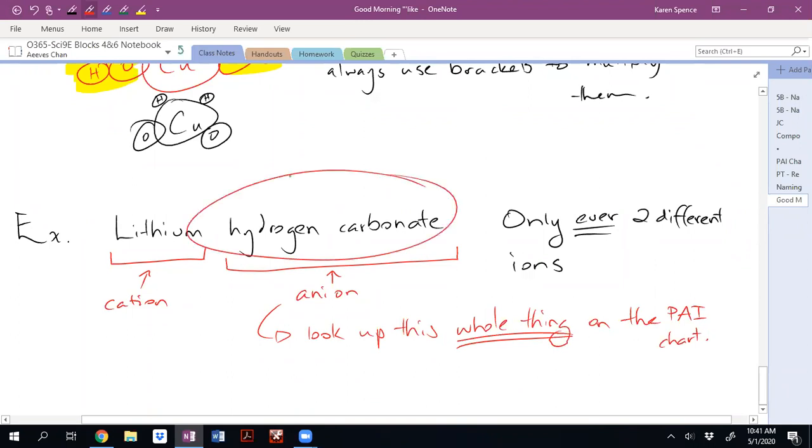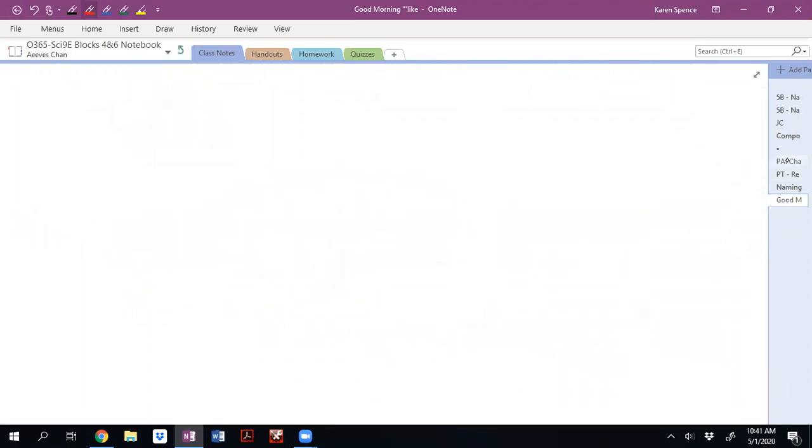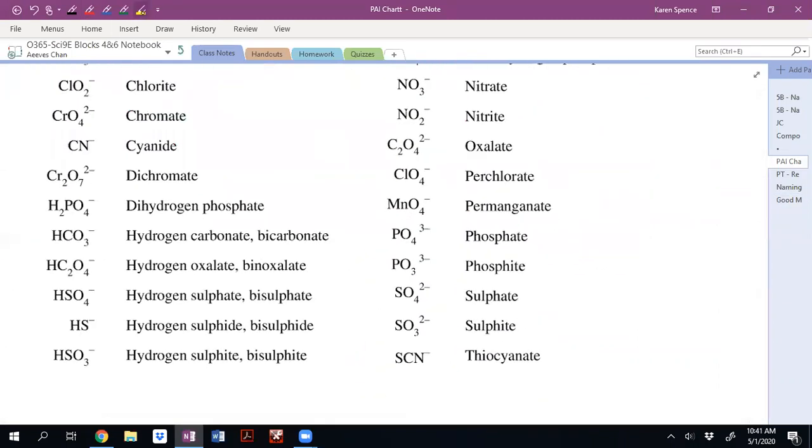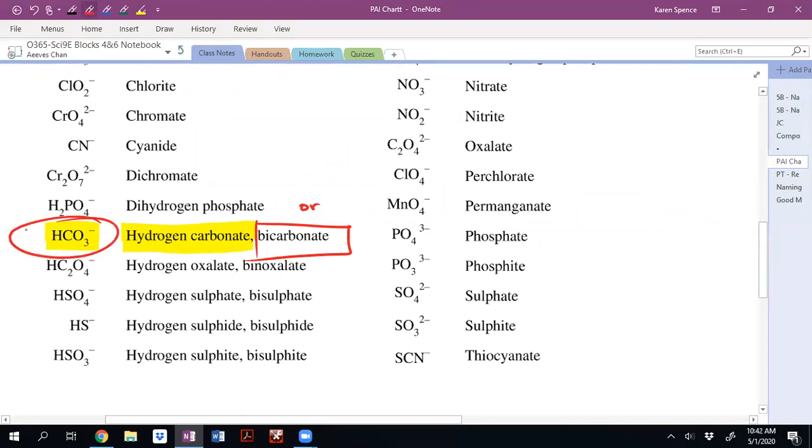So let's go do that. Let's go look up hydrogen carbonate. Okay, it's going to be under H. And there it is right there, hydrogen carbonate. One thing I'd like to remind you of is that you can choose for HCO3 minus whether you call it hydrogen carbonate or whether you call it bicarbonate. You get to pick one or the other, but not both. So if you're actually doing the naming, choose one or the other. Okay, so now we have found hydrogen carbonate is HCO3 minus.